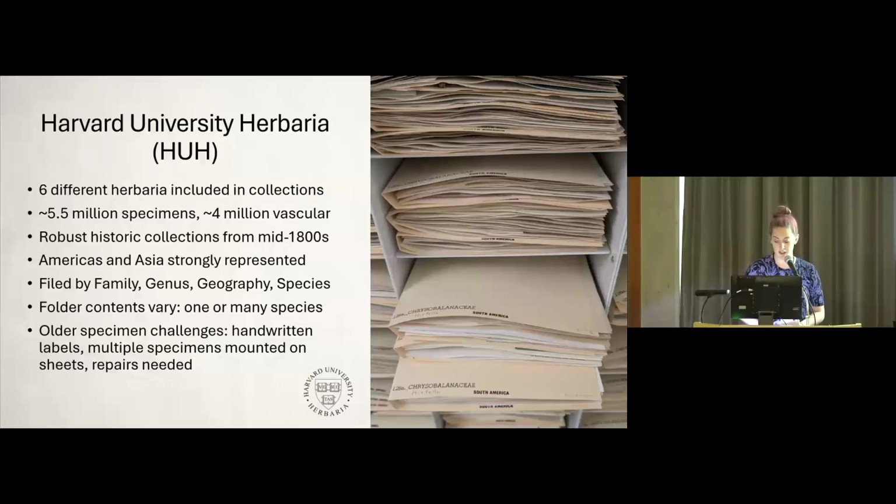There are challenges that come along with having an older-skewing collection like we do. Many specimens have handwritten labels that may be fading or just hard to decipher. Sometimes multiple specimens are mounted on the same sheet to save paper. Older glue may start to disintegrate and acidic paper can become yellow and brittle. And these are all curatorial concerns that inform decisions we make about digitization.